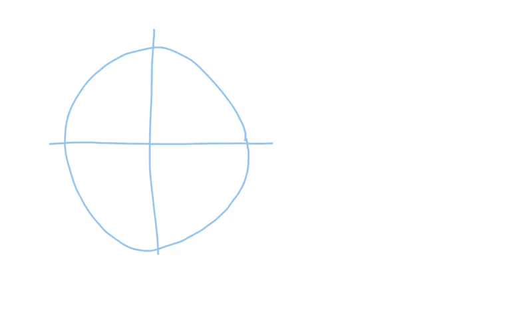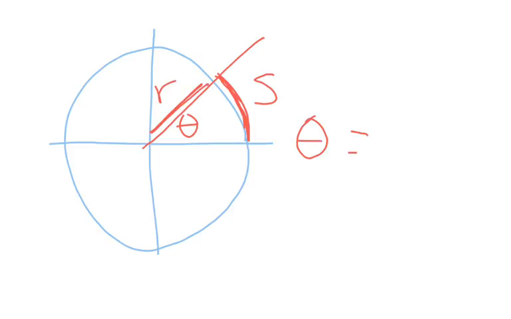You've learned that the angle measure of an angle theta in radian measure is just the length of this arc divided by this radius. So theta is equal to the arc length divided by radius, and that gives you an angle measure for theta in radian mode.